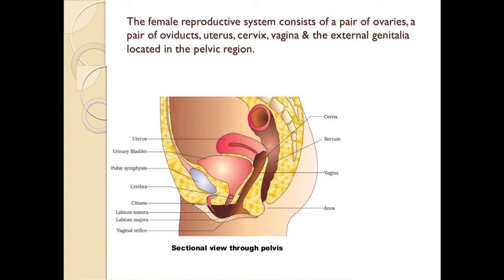See, the main parts of the human female reproductive system are a pair of ovaries, a pair of oviducts, uterus, cervix, vagina and the external genitalia, and these are located in the pelvic region. So this is the sectional view of the human female reproductive system through the pelvis. Now we will study these parts one by one.